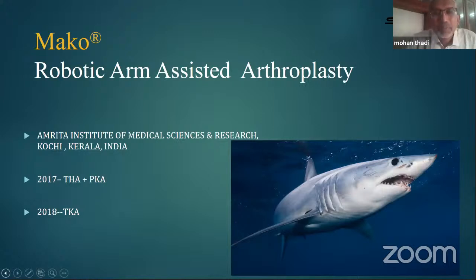The robotic experience came much later, actually much more recently, when our institute, the Amrita Institute, purchased the first Mako robot in India. This was way back in 2017, so just 3 years ago. Initially we got the software for total hip and partial knees, and then a year later we got the total knee software as well. It's called the Mako robot because it's named after a shark, which is found in Florida. That's where the company is located.